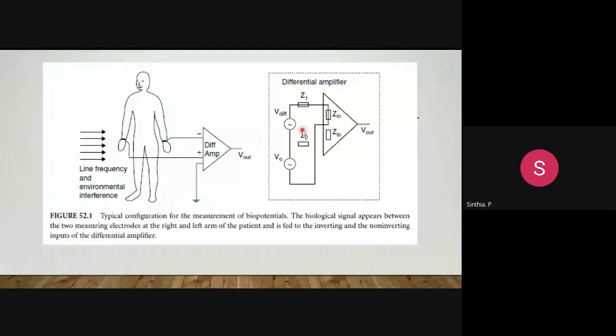There should be sufficient rejection of line frequency interference, so the CMRR of the amplifier should be maintained at a minimum level of 100 decibel. Only then will the output be efficient. The output obtained from the differential amplifier will then be mainly due to the biosignal. So the CMRR of the differential amplifier should be maintained at a minimum of 100 decibel, and the maximum allowable range is 120 to 140 decibel.